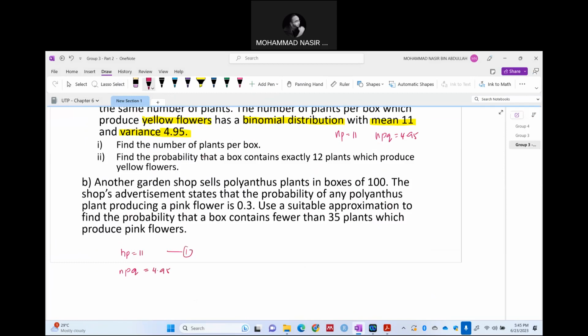So based on the information that we have, NP equal to 11 and NPQ equal to 4.95. So this is number one. Number two. So we include NP into the second equation. So 11Q equal to 4.95. So Q will be 0.45. So from here, P will be 0.55. Right? So since we know already the value of P, N multiplied with 0.55 equal to 11, and N equal to 20. Right? So this is for A1.